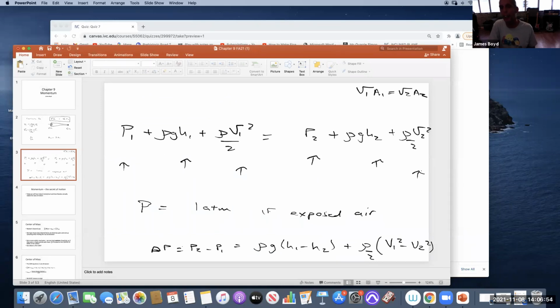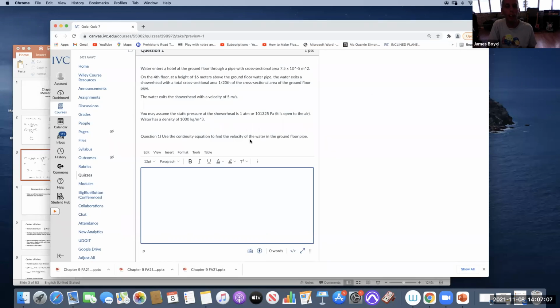ground is. This is 1/20th of A1, so basically V2 is going to be 20 times V1, or V1 is going to be 5 divided by 20, a quarter, right? So you know the velocity through the ground floor pipe, you know the velocity out of the shower head.